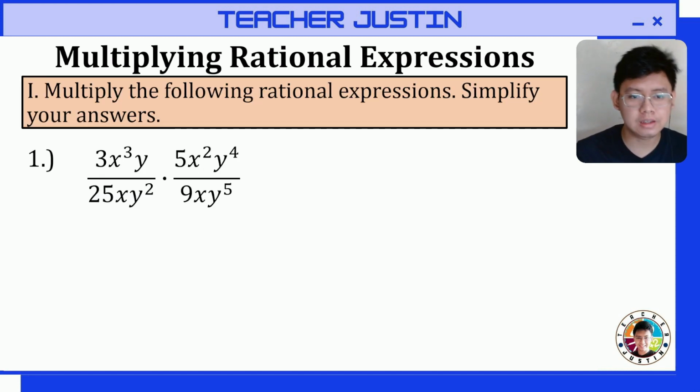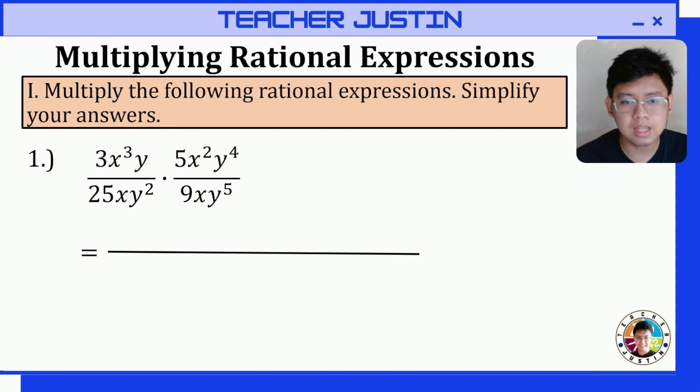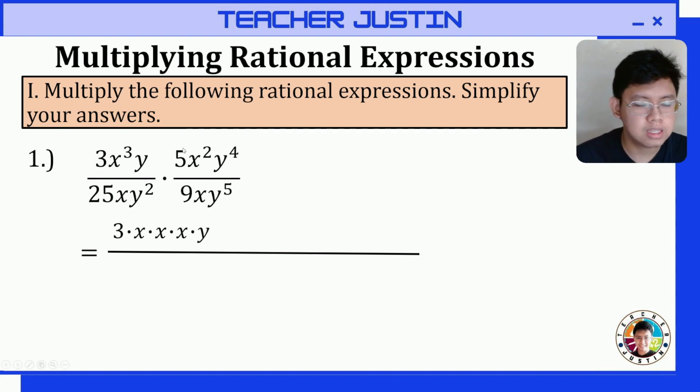So, let's multiply these rational expressions. So, our first step is for us to get the factored form of our numerator and denominator. So, factor natin, since we have a monomial for our numerator and denominator, we're going to use prime factorization to factor our numerator and denominator. So, yung numerator natin, we have a factor of 3 times x times x times x times y. Yan yung ating unang numerator. Sa second numerator natin, it is 5 times x times x times y times y times y times y.